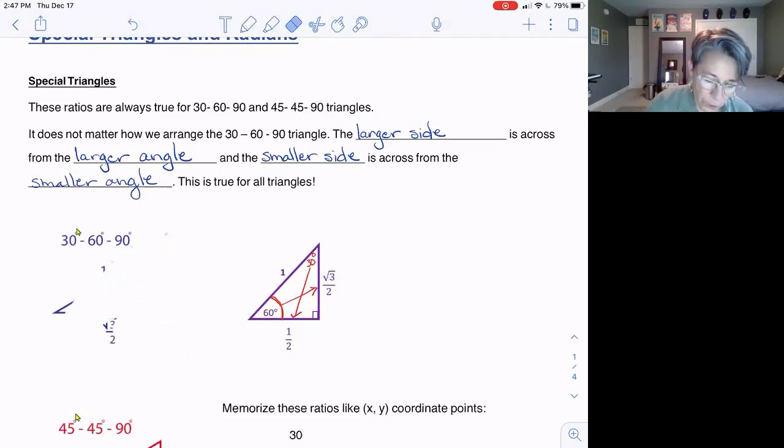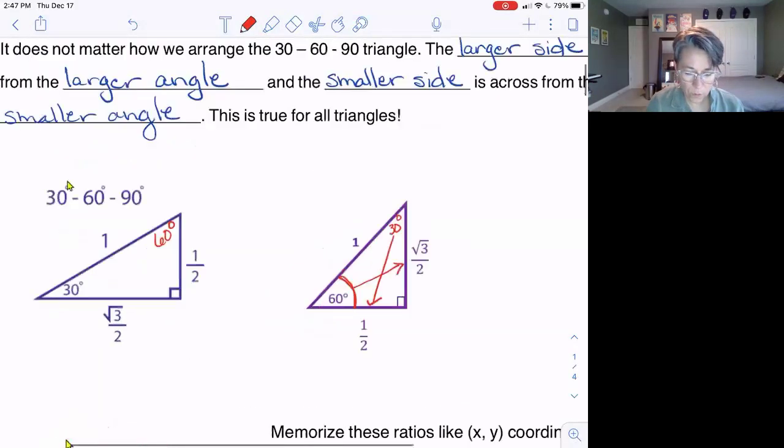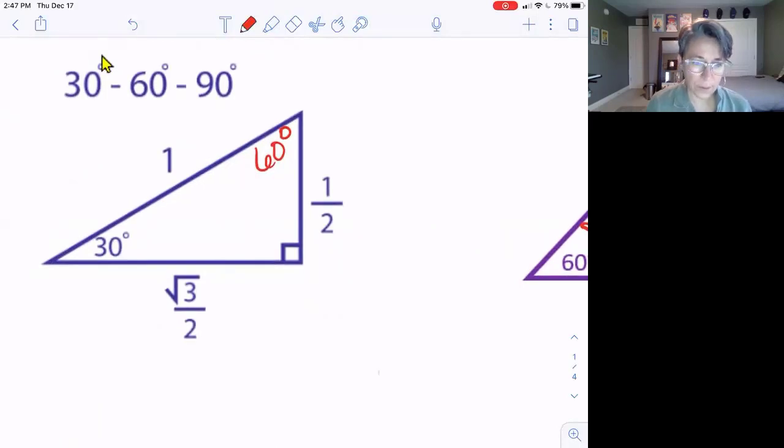So if we go back down to this first triangle here on the left, if this is our 60-degree angle and our 30-degree angle, notice the larger side is across from that larger angle. The smaller side is across from the smaller angle. And again, 90 is the largest of those three angles, and 1 is larger than the square root of 3 over 2, or 1/2.